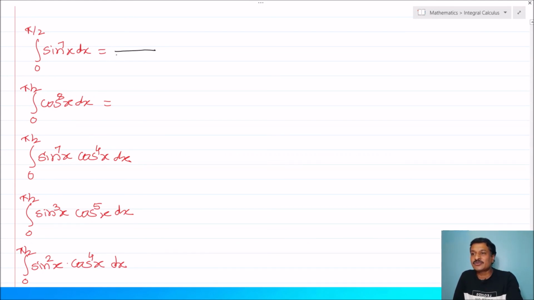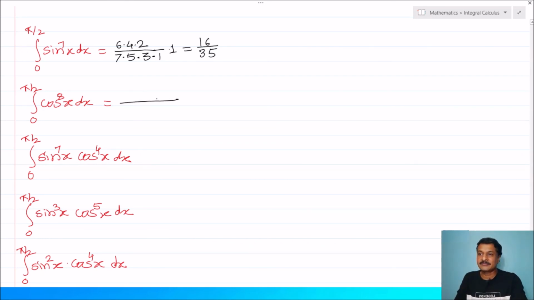Here the power is 7, so the starting number in the denominator is 7, then 6 minus 2 is 4, minus 2 is 2. So the last number is 2 or 1. In the numerator, 7 minus 2 is 5, minus 2 is 3, minus 2 is 1, into k. The power 7 is odd, so k is 1. So what is the value of this? By using a calculator I get the value 16 by 35.